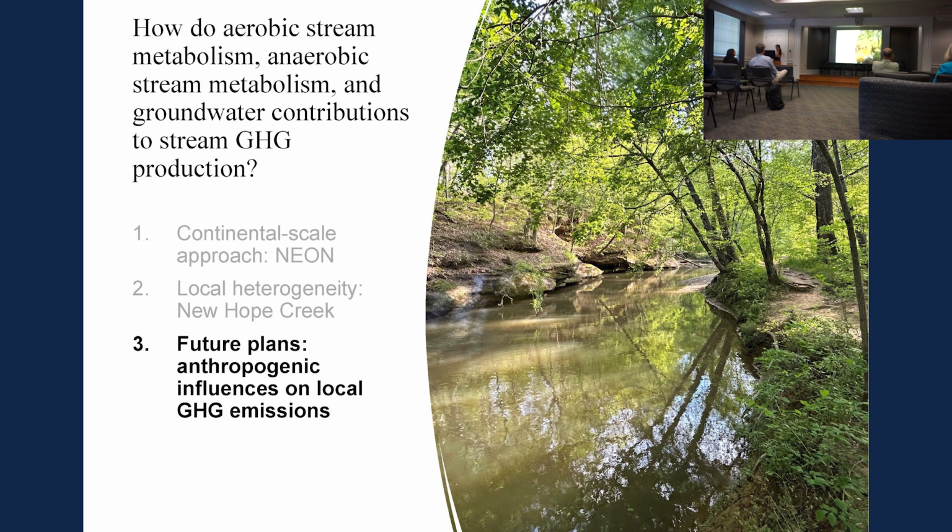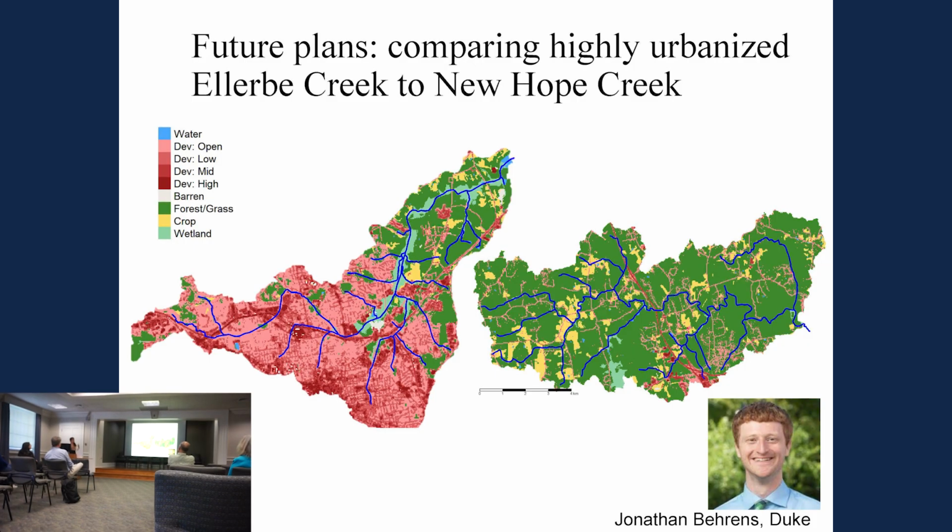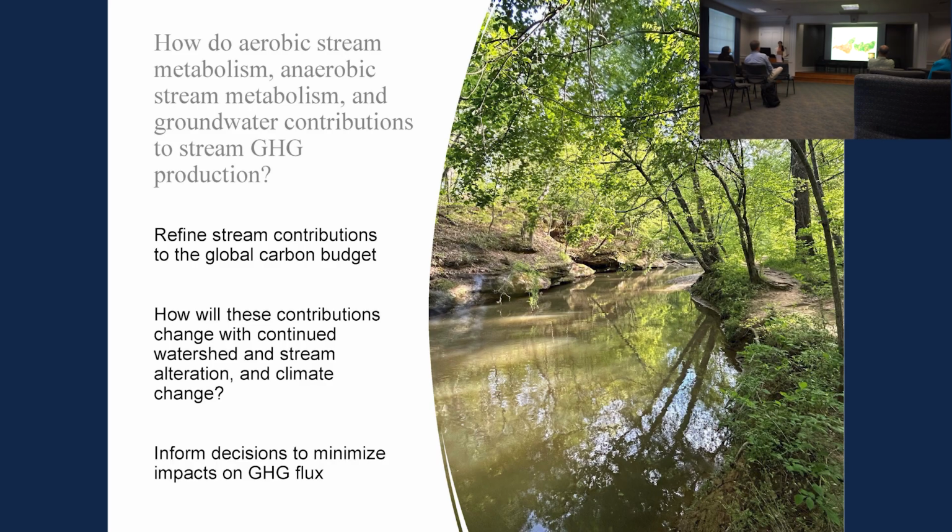I think I'm running out of time here. So I will just say that as we start this, we're also going to be working on understanding greenhouse gas flux from the exposed parts of river channels. So you can see the exposed gravels in this picture here, which could be very strongly affected by how we manage hydrologic regimes. So for example, dam releases or releases from wastewater treatment plants, as well as additional channelization, and then eventually comparing with more urbanized watersheds such as that in Ellerby Creek.